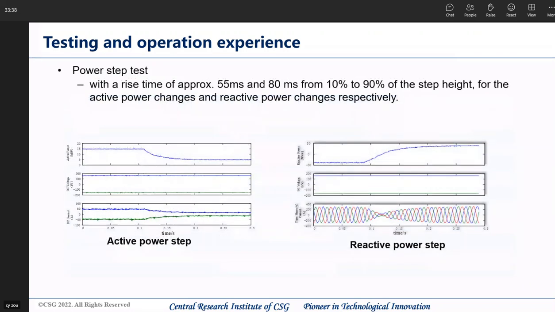This is the power step test result in the Nan'ao project. For the active power step response, the rising time is about 55 milliseconds, from 10% to 90% of the step. For the reactive power, the rising time is about 80 milliseconds. They are quite fast.